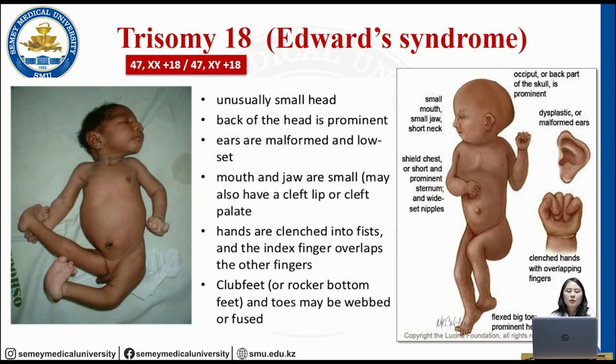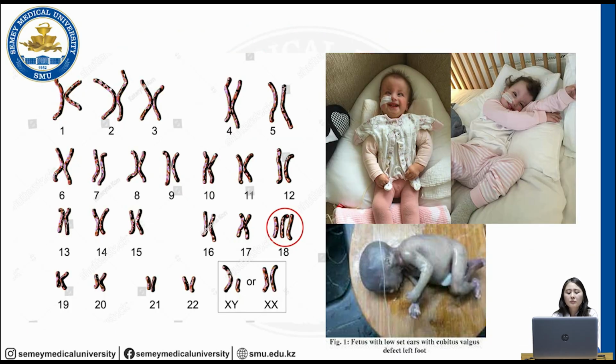Next syndrome, autosomal aneuploidy, is trisomy 18, Edwards syndrome. Karyotype is 47,XX, 47,XY plus 18. This patient has unusually small head, and the back of their head is prominent, ears malformation, very small jaw and mouth, micrognathia, hands are clenched into fists and fingers are overlapped, and club feet or rocker bottom feet.